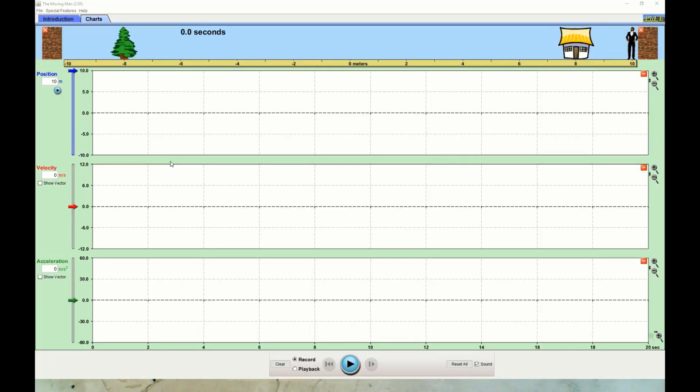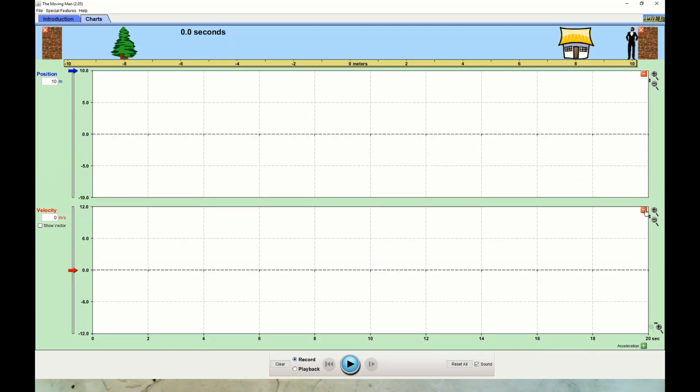So let's try another one, and let's do it a little bit trickier. So let's make him go backwards. I'm going to start him here at a position of 10. And let's just make him go backwards. So to make him go backwards, we're going to have a negative acceleration. And yeah, let's just try that one out. So we're going to hide these up.